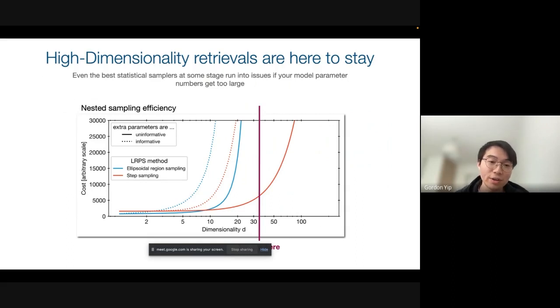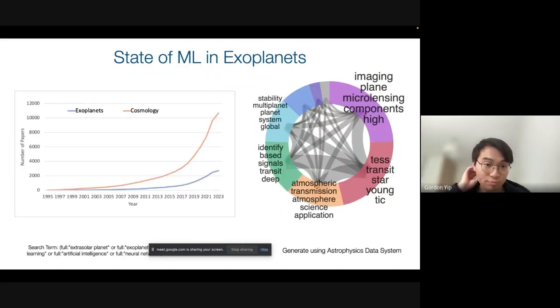So this is a diagram showing you the complexity or the cost of running this kind of algorithm. The y-axis is the cost, the x-axis is the dimensionality or the number of parameters that you have. And you can see that it is increasing exponentially. Right now, we typically use 30 to 40 parameters. But if you go for JWST or more, then you will need 50 or even 100. So we need machine learning to help us with the job.